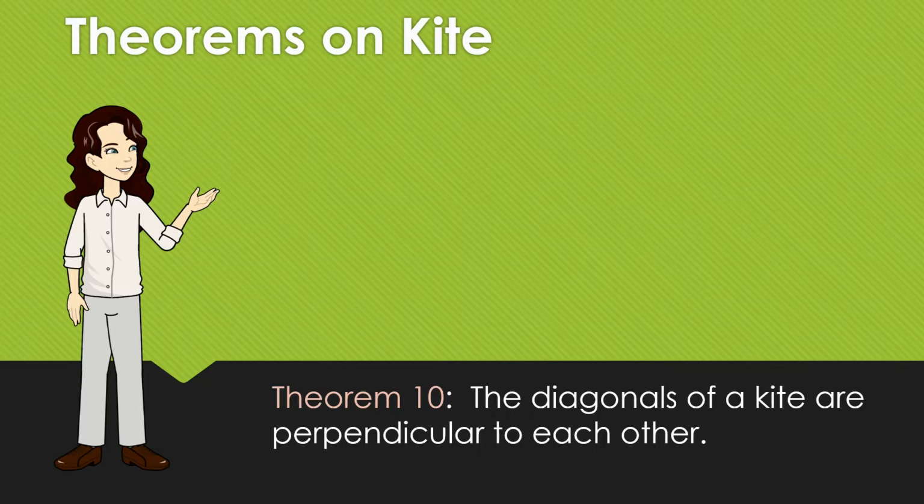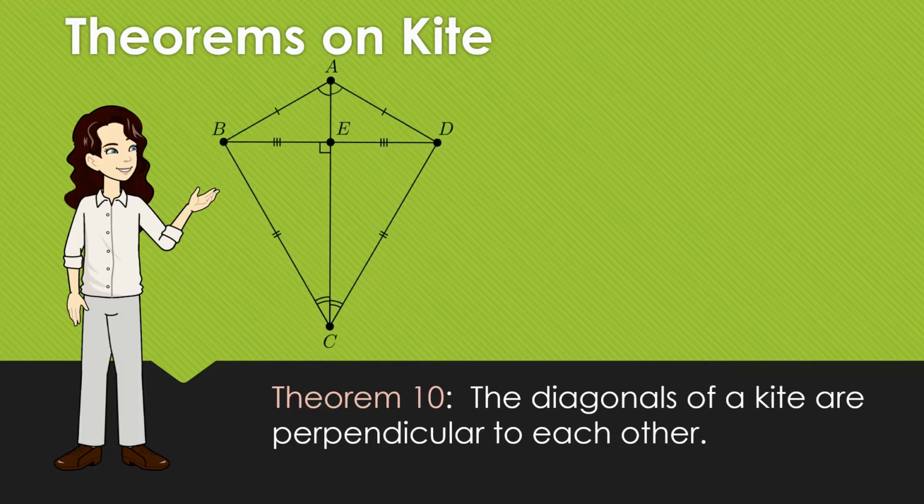Now, in theorem number 10, it is said that the diagonals of a kite are perpendicular to each other. On this figure, this is a kite, B, A, D, C. The two diagonals, segment AC and segment BD, intersect at E. So where is the perpendicular there? Perpendicular is when we form a right angle. So what are the angles that measure 90 degrees?